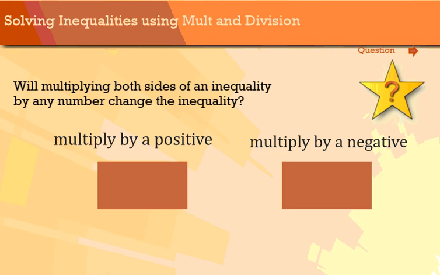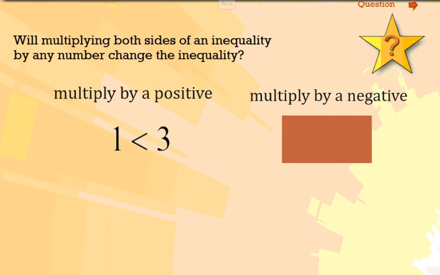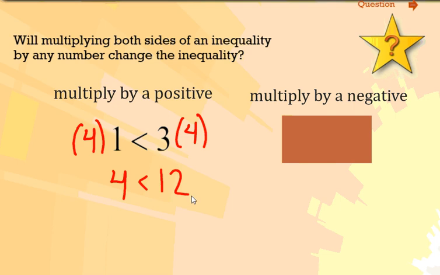So first thing I want to check though is, will multiplying both sides of an inequality by any number change the inequality's truthfulness? So here's what I mean. Let's take a true statement like 1 is less than 3, and let's multiply by a number. If we were in class, I'd say pick any number. Let's say I heard the number 4. So let's multiply by a +4. I might multiply both sides by 4. I get 4 is less than 12. Is that still a true statement? Yes, it is. So if I multiply both sides by a positive, nothing needs to change.